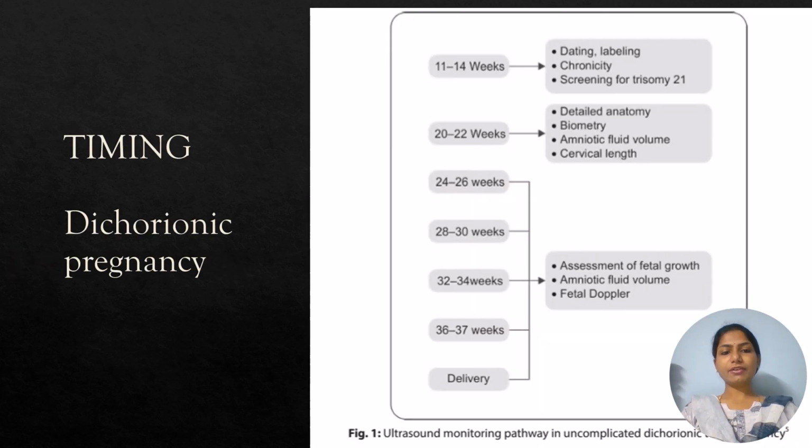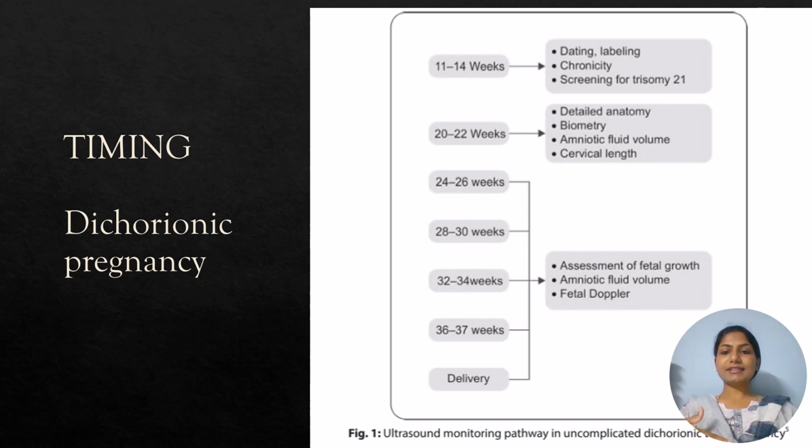So coming to the timing of ultrasound in a dichorionic pregnancy. This is the ultrasound monitoring pathway which is described by FOGSI. Between 11 to 14 weeks of gestation, that is the first trimester ultrasound, we have to do dating of the pregnancy and labeling of the twins, and chorionicity assessment should be done, and it is best done between 11 to 14 weeks. Also screening for trisomy 21 or aneuploidies in the form of a nuchal translucency test should be done between 11 to 14 weeks of gestation.